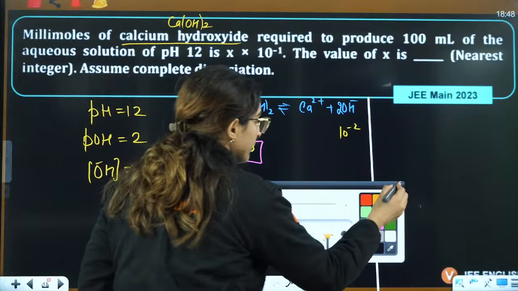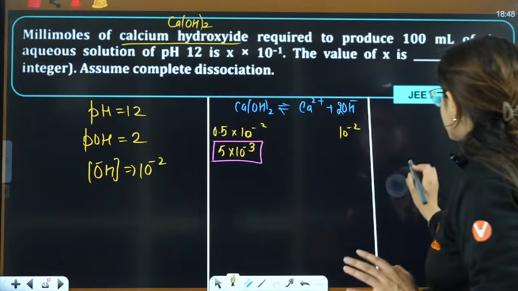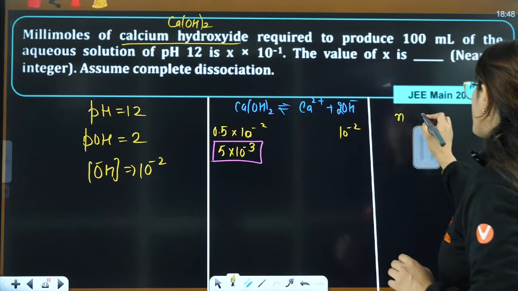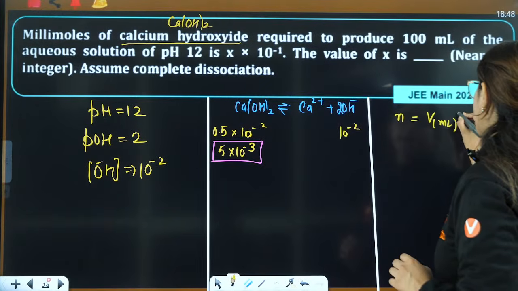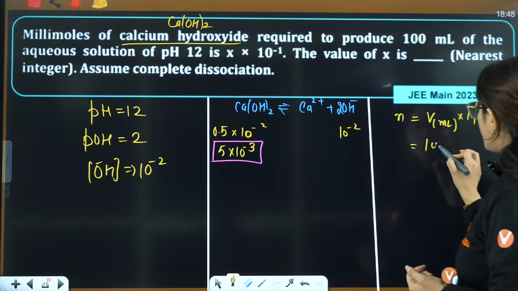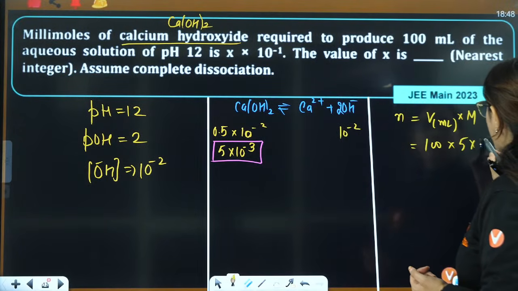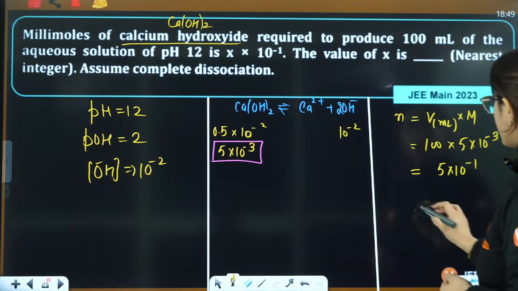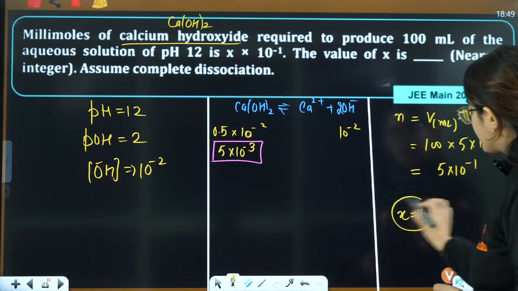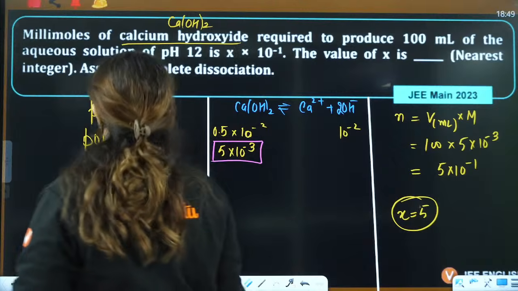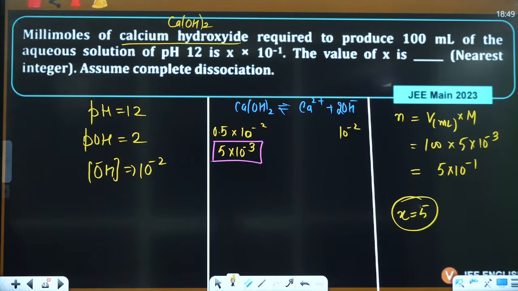Now you do the same thing. What was the number of moles? Number of moles was equal to volume in milliliter into molarity. Molarity meaning concentration is this much, volume is 100, concentration is 5 into 10 raised to power minus 3. That will become 5 into 10 raised to power minus 1. So x is going to be 5 here, right? So this is going to be 5, right? So the answer is 5, the correct answer, right?